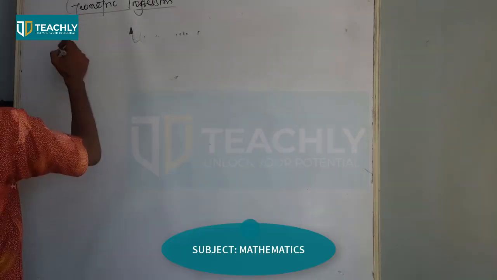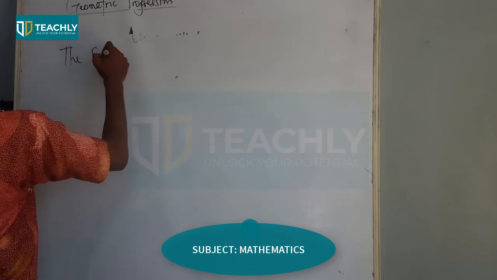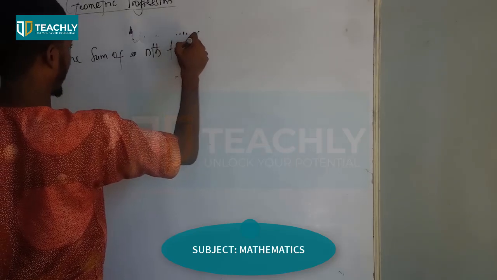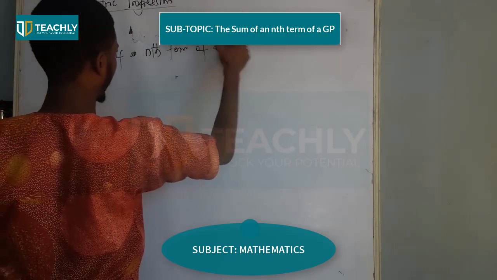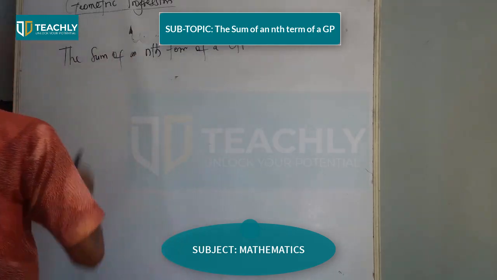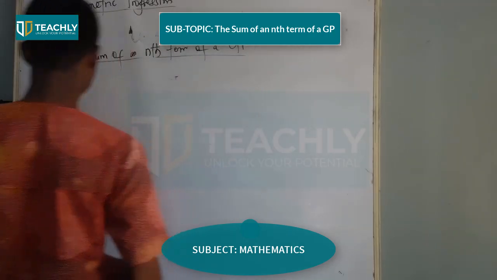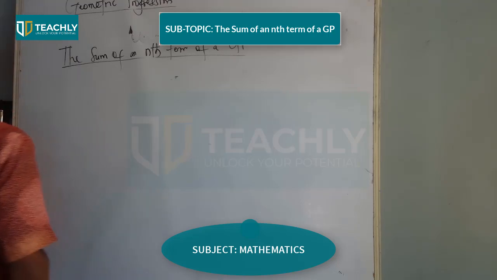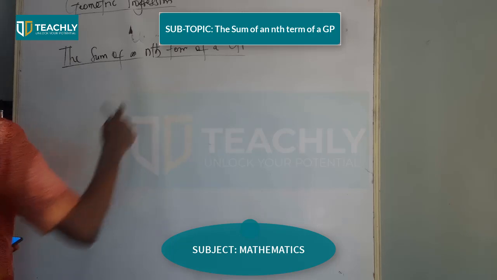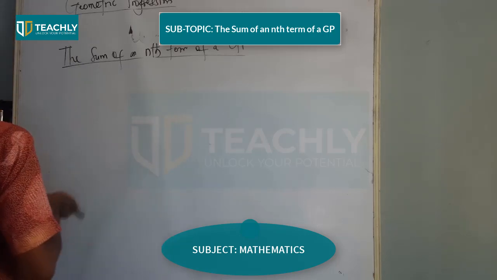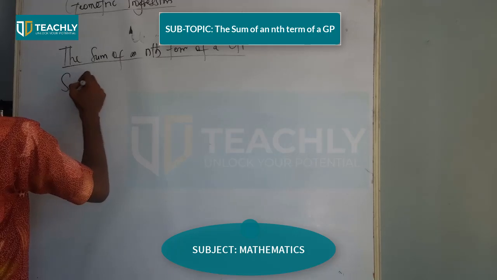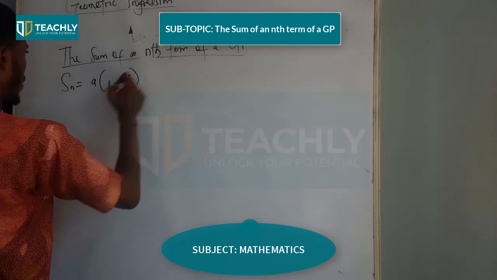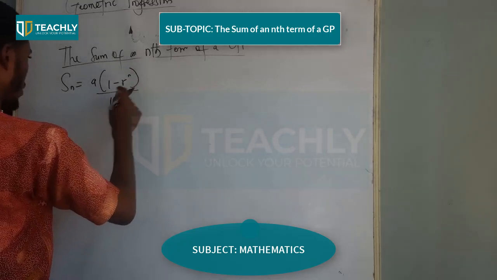So the sum of the first n terms of a GP. Now, in this case, we're going to have two formulas we're going to be using. Two formulas. Let me write them out. In this case, we have the sum Sn equals A times 1 minus r raised to the power of n, over 1 minus r.